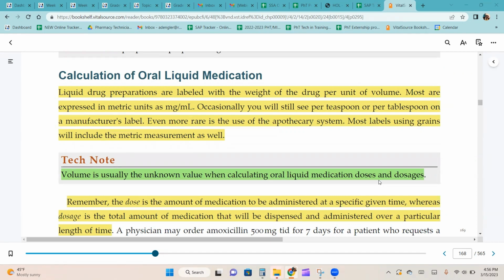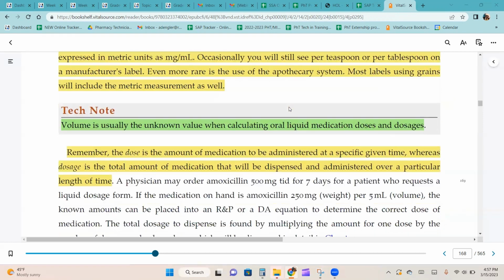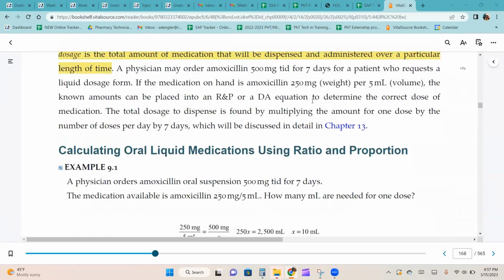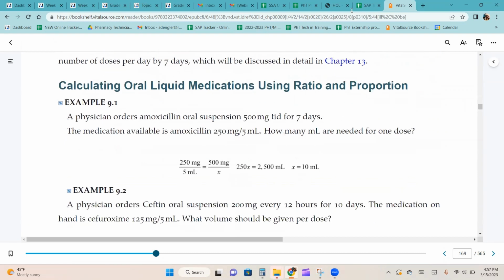Volume is usually the unknown value when calculating oral liquid medication doses and dosages. Remember, the dose is the amount of medication to be administered at a specific given time, whereas dosage is the total amount of medication that will be dispensed and administered over a particular length of time. A physician can order amoxicillin 500 milligrams TID for 7 days for a patient who requests a liquid dosage form. So you would have to do the calculations, which we are going to do right now in example 9.1.